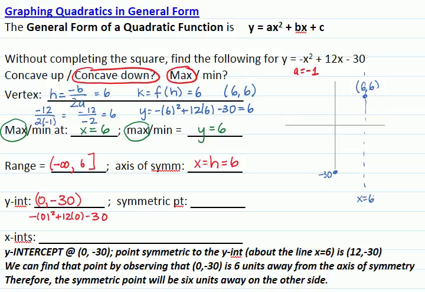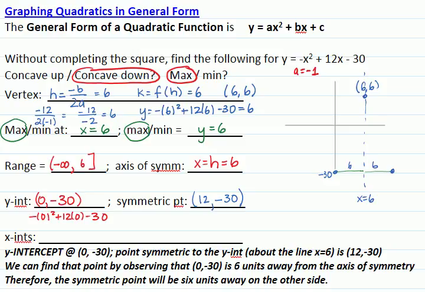And using the axis of symmetry, we can find another point that is symmetric to the y-intercept and on the graph of the parabola, if we pay attention to the fact that the y-intercept is 6 units away from the axis of symmetry and the symmetric point must be 6 units away on the other side. So this is a symmetric point to the y-intercept. It has a y equal to -30 and an x equal to 12, so (12, -30).